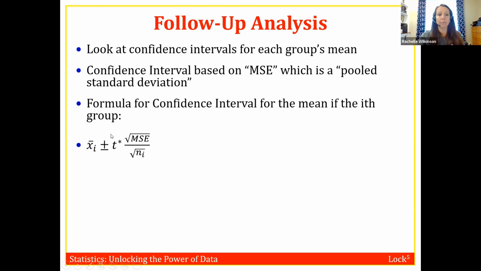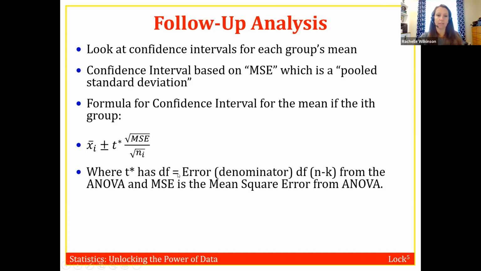The formula we're going to use, separately for each group, is x bar plus and minus t star times the square root of this MSE, divided by the square root of the sample size. This t star is based on the error degrees of freedom, the denominator degrees of freedom. Because we're pooling everything together, it gives us a higher number of degrees of freedom to work with, which gives us a narrower confidence interval and all kinds of good stuff like that.